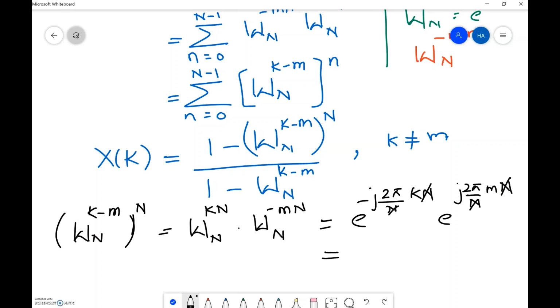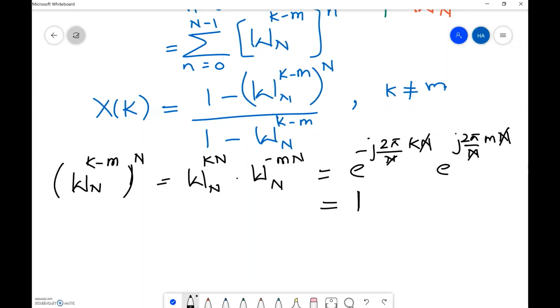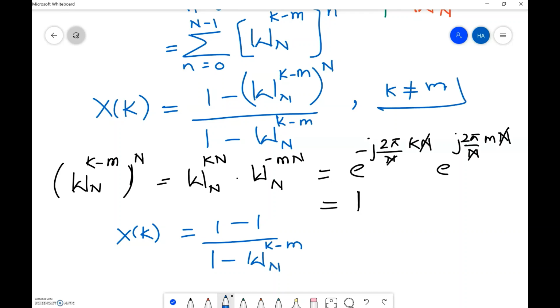So what is the value of this exponential? It is always equal to 1. So the numerator becomes what? X of k is 1 minus 1 divided by 1 minus Wn power k minus m. So one condition is this, k should not be equal to m. But what is the value of X of k in that case? It is 0. So it is 0 when k is not equal to m. So for all values of k it is 0 except for k equal to m, because I cannot substitute k equal to m in that summation.